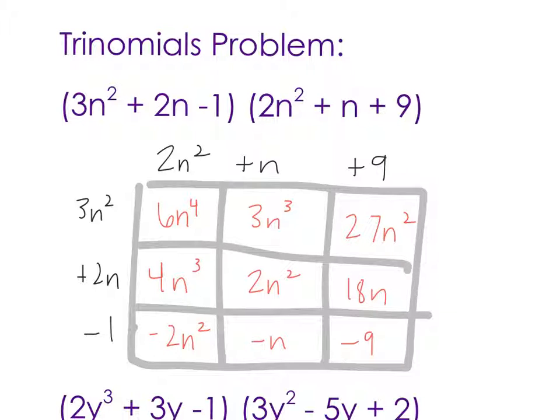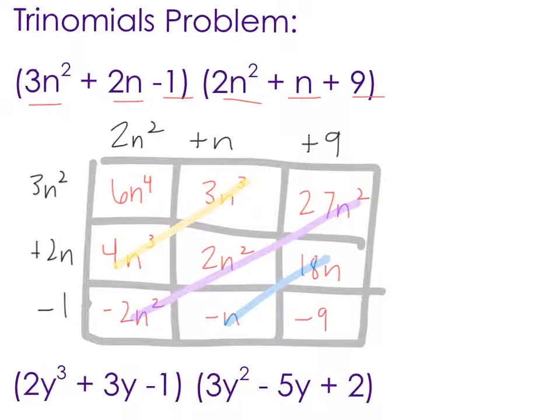And again, I started with the degree here of both being 2, and then it went 2, 1, degree of 0, 2, 1, degree of 0. So I should have like terms that line up diagonally. So let's take a look at these here. And I do see my like terms line up. I see my n cubes line up, I see my n squareds line up, and I see the n's line up.